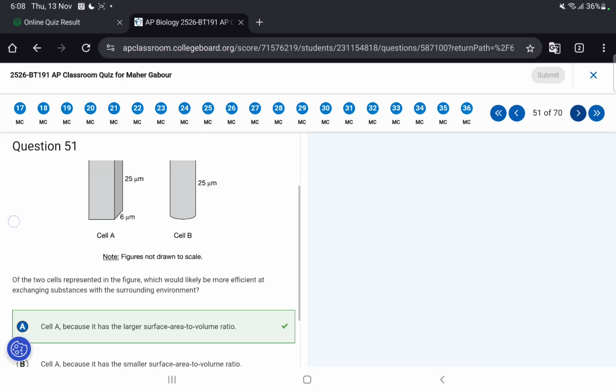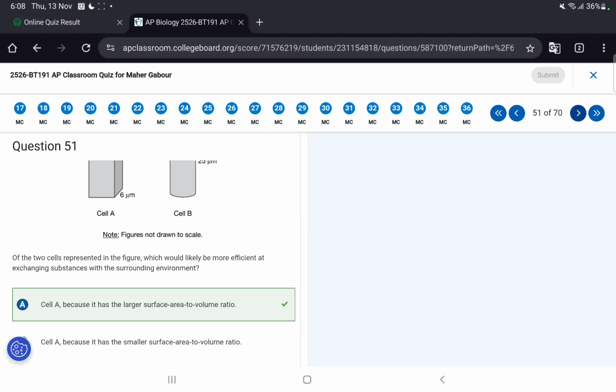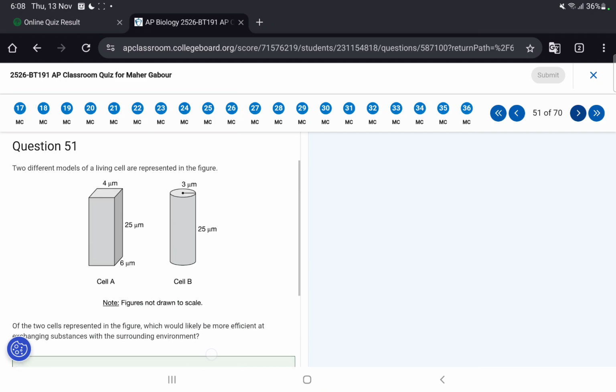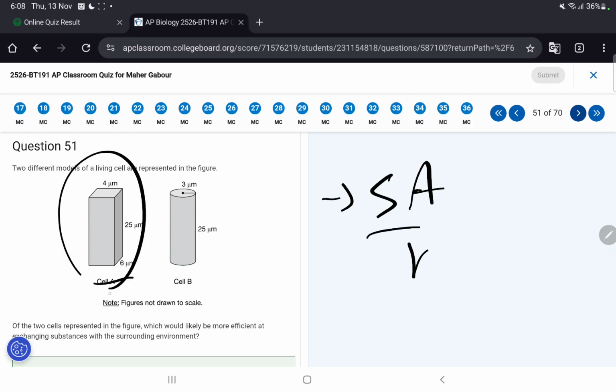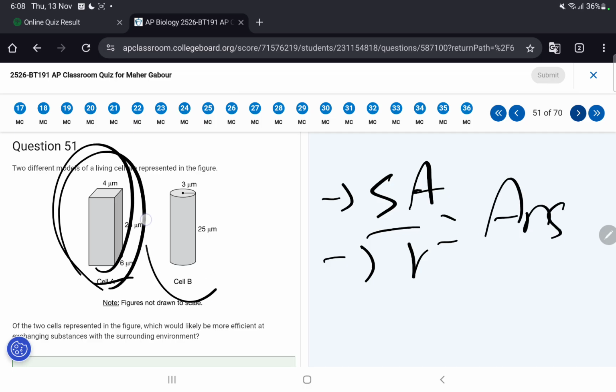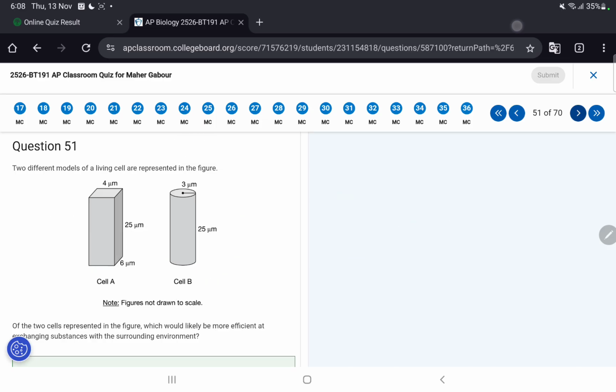Same thing here. Which of the two cells represented in the figure would likely be more efficient at exchanging substances with the surrounding environment? Again, surface area to volume ratio for both. You find the surface area of this divided by the volume of this, you get an answer. Same process. You find the surface area of this divided by the volume of this, you get an answer. The one with the bigger answer is the winner.